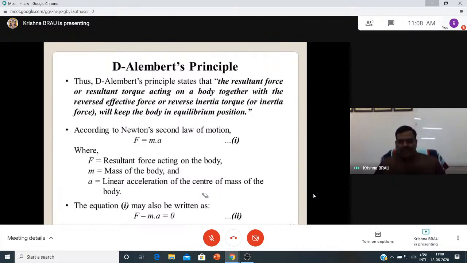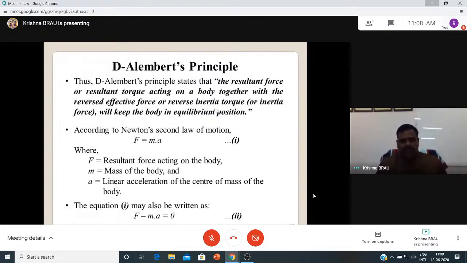So now let us consider the same principle. D'Alembert's principle states that the resultant of force or resultant torque acting on a body, together with the reversed effective force or reversed inertia torque, will keep the body in equilibrium. So this is how generally we consider the equilibrium concept. To differentiate it from the static condition, we call this the dynamic equilibrium, not a static equilibrium, because we are treating a dynamic problem as an equilibrium condition.